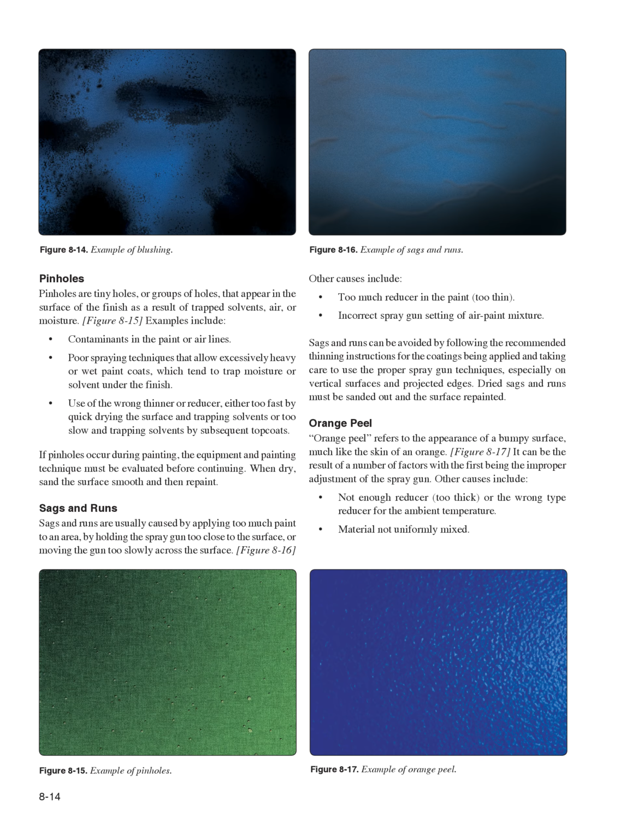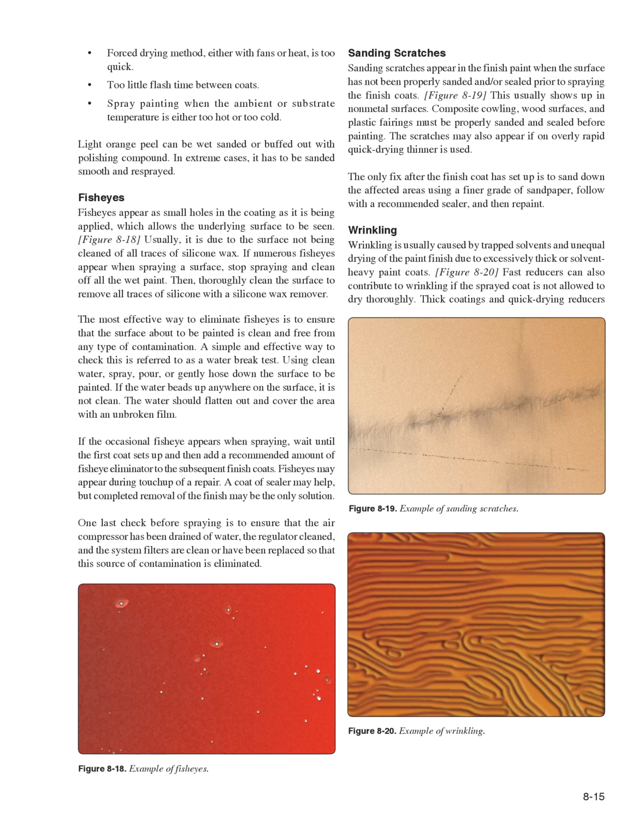Orange peel refers to the appearance of a bumpy surface, much like the skin of an orange. Figure 8.17, it can be the result of a number of factors, with the first being the improper adjustment of the spray gun. Other causes include not enough reducer, too thick, or the wrong type of reducer for the ambient temperature. Material not uniformly mixed. Force drying method, either with fans or heat, is too quick. Too little flash time between coats. Spray painting when the ambient or substrate temperature is either too hot or too cold. Light orange peel can be wet sanded or buffed out with polishing compound. In extreme cases, it has to be sanded smooth and resprayed.